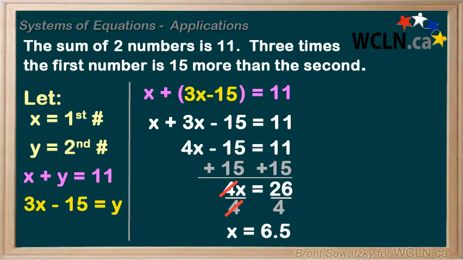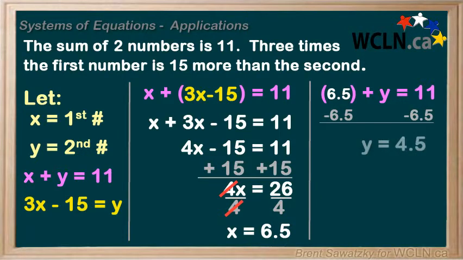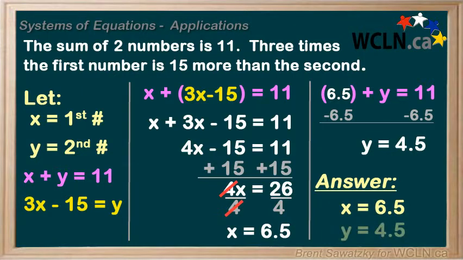Looking back at our let statement, we see that we have x, or our first number. So we'll still need to solve for our second number, y. Plugging in 6.5 for x into our first equation, we can solve for y. So y equals 11 minus 6.5, or 4.5. Our overall solution is x, or our first number, is 6.5, and y, or our second number, is 4.5.